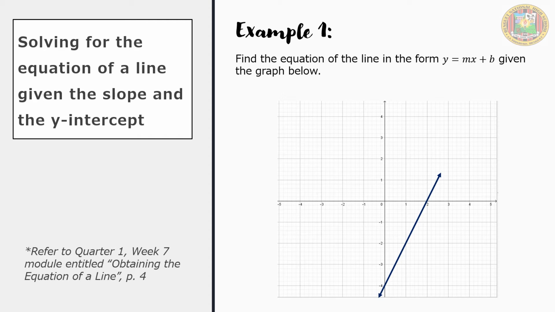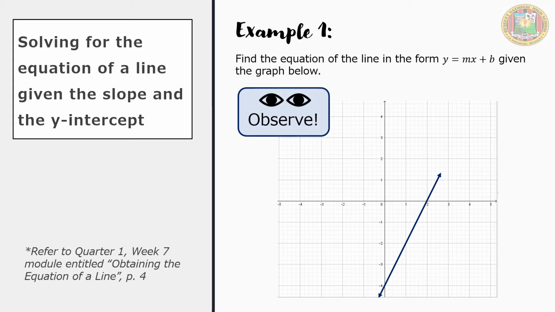Let's discuss how to solve for the equation of a line given the slope and the y-intercept through an example. This example can be found in your module entitled Obtaining the Equation of a Line. Let us find the equation of a line in the form of y = mx + b given the graph shown here. First, let's observe the graph for any important characteristics that we have to take note of.